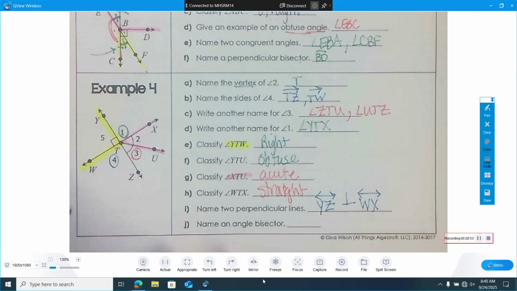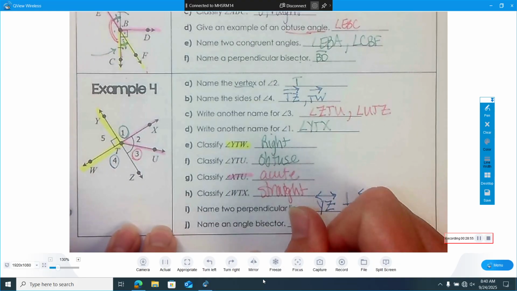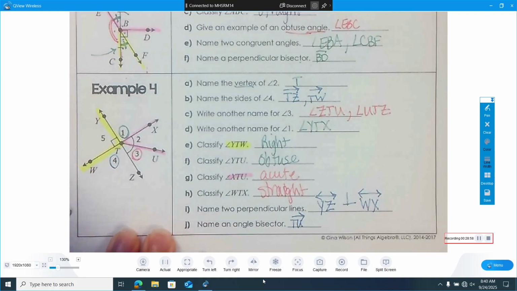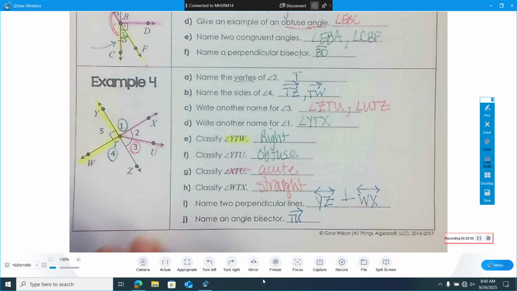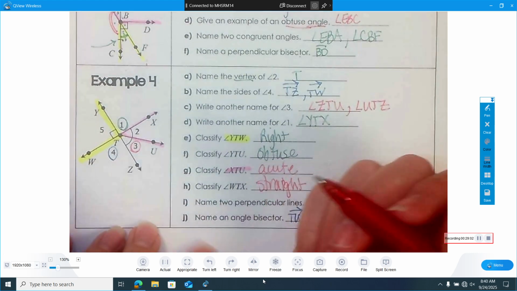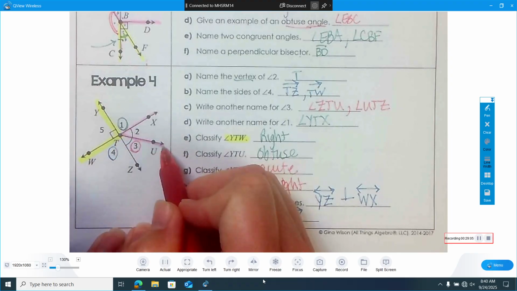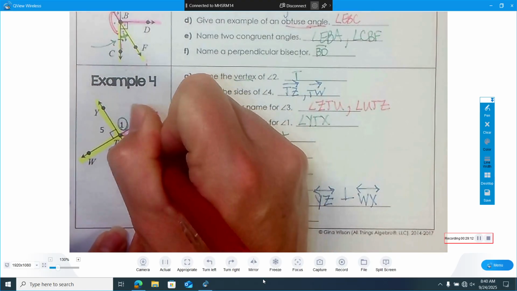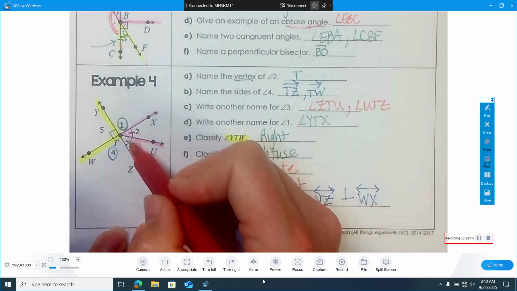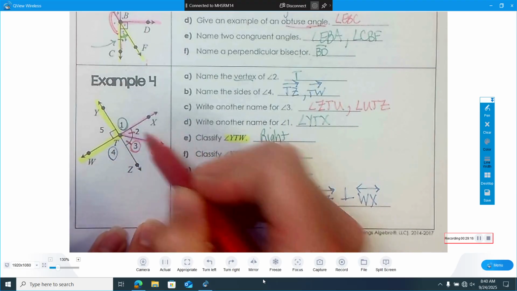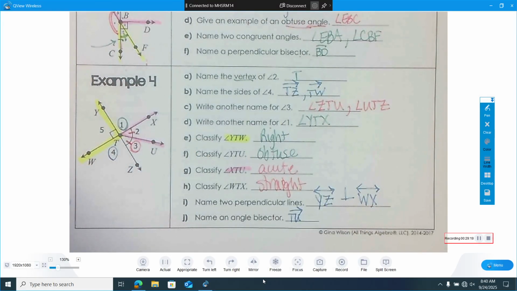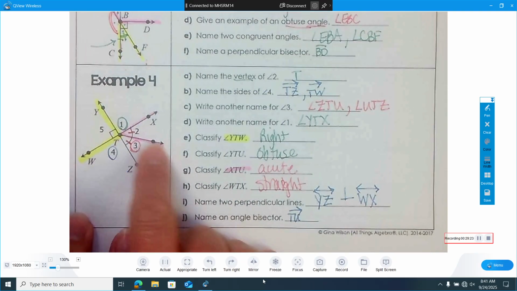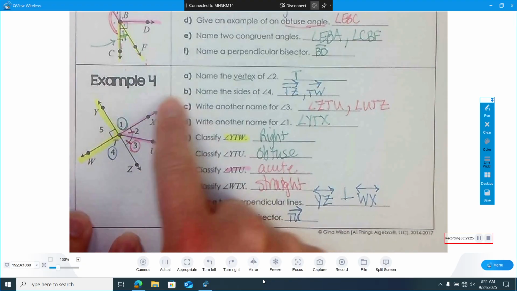Angle bisector. Name an angle bisector. Ray TU is an angle bisector. How do we know that it's an angle bisector? It's in the middle of the angle. How do we know it's in the middle of the angle? What markings indicate that? Yeah, these little arc marks. Those little arc marks are congruent. They're saying angle 2 is congruent to angle 3. They're the same measurement. So that means that TU is going right through the middle of XTZ.